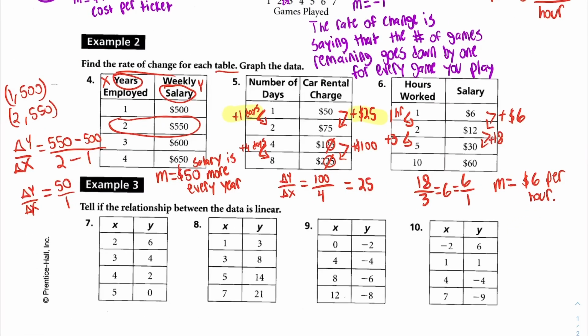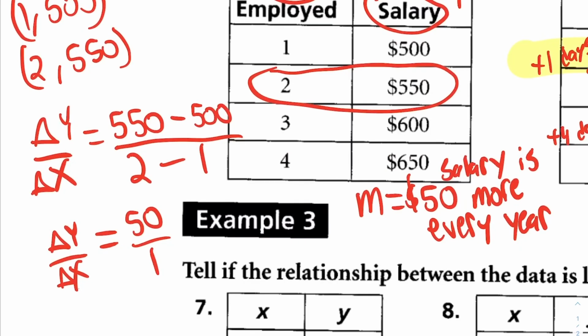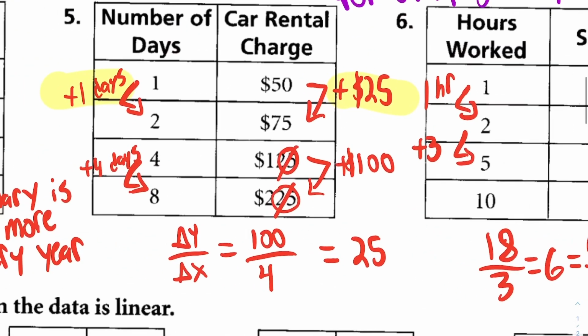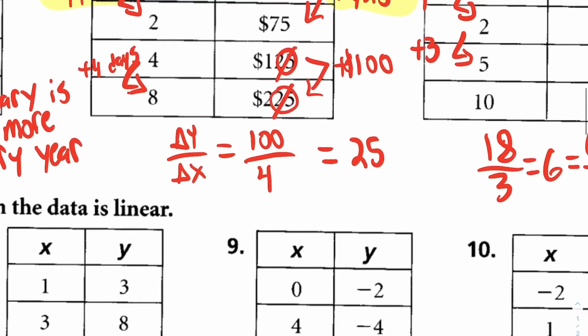Okay, so that's how you do it for tables. You can either use the same equation you would for a graph, which is just subtract the y's, subtract the x's, or you can draw the arrow like you did for the sequences and just see how is the y changing and how is the x changing, and then you divide those two things.